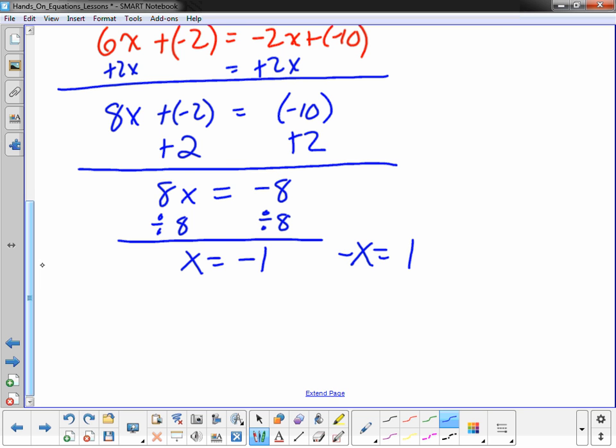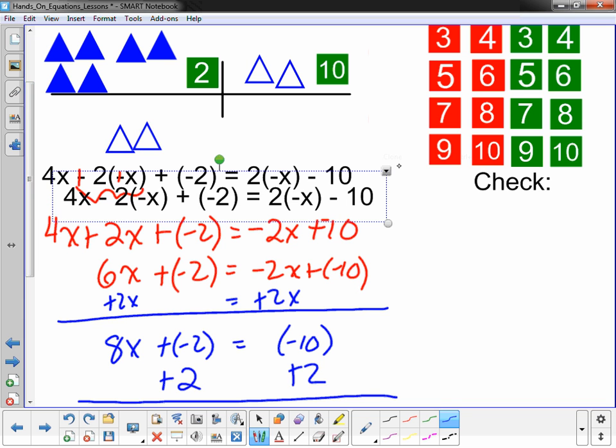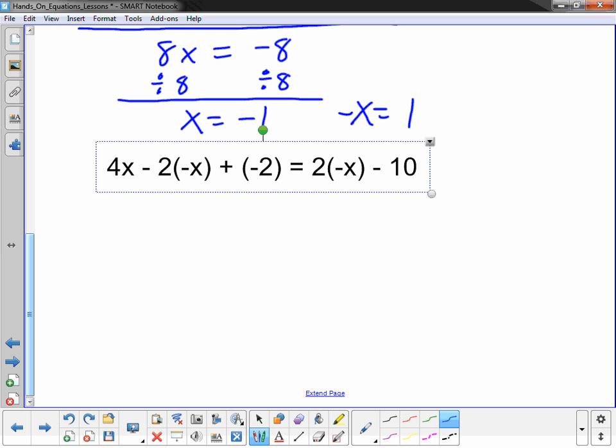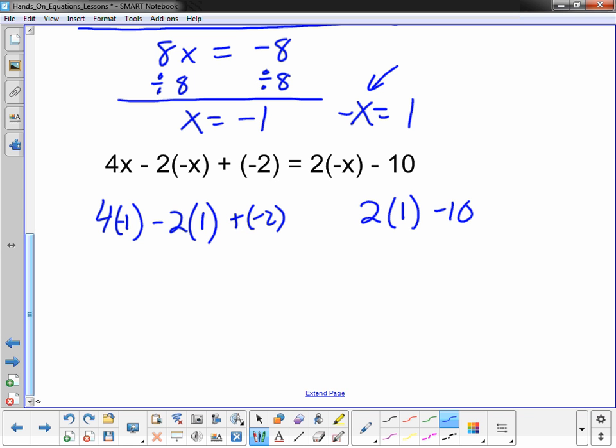So once again, I'm going to check to see if my answer is correct. I'm going to plug these numbers in to my function. I've got 4 x's minus 2 negative x's, and I'm going to add negative 2 to that. On the other side, I'm going to take 2 times the negative x, or the opposite of x, minus 10. Remember, this is called opposite of x.